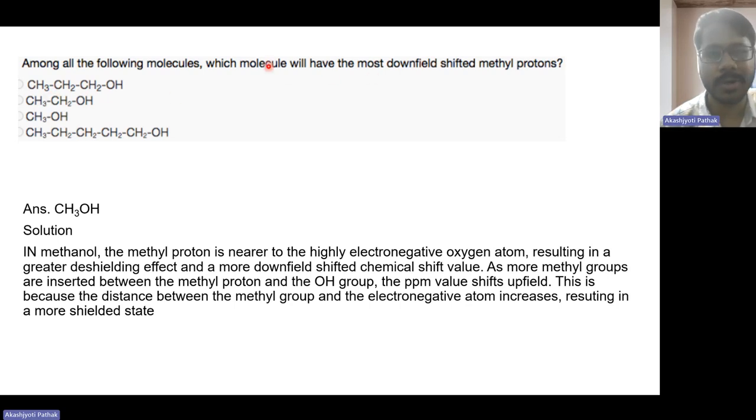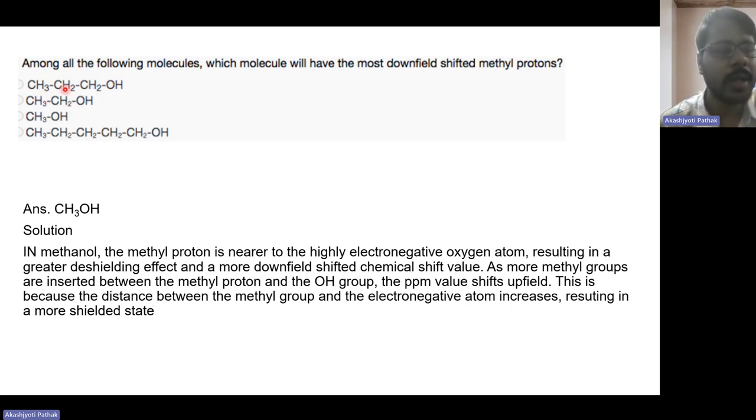So here in this question, you have been asked to find which molecule will have the most downfield shifted methyl protons. Means they're asking about this CH3 proton. If you see, this CH3 proton is very far away from this electronegative hydroxyl group, so it is in a more shielded environment. Because it is in a shielded environment, it will be very near to the ppm value of the reference compound.